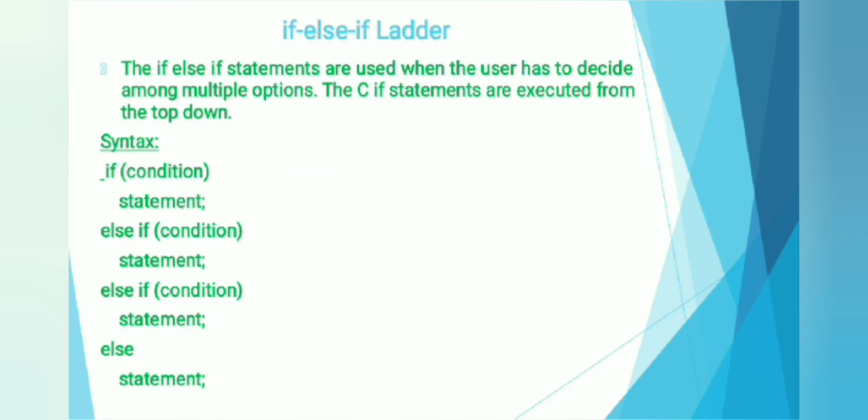Let's see the if else if ladder. Okay, so here we are having an if statement. Within this if statement we are having multiple options. Else if statements are there. This is called if else if ladder. If else if statements are used when the user has to decide among multiple options. The C if statements are executed from top to down order.